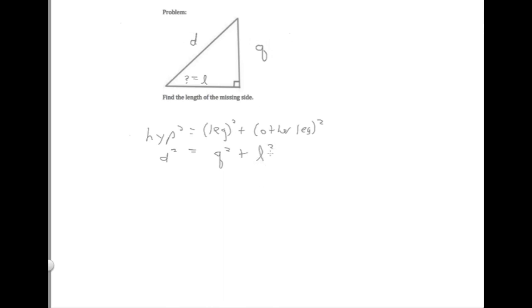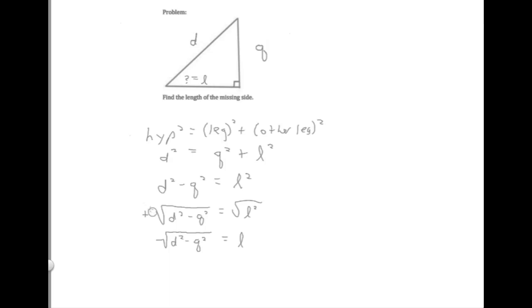Now we want to solve for L, so we need to move the Q to the left. So I'll subtract Q squared from both sides. That gives me D squared minus Q squared equals L squared. And then we can take the square root of both sides. We want the positive square root because L is supposed to be a length. So we'll write that like this.